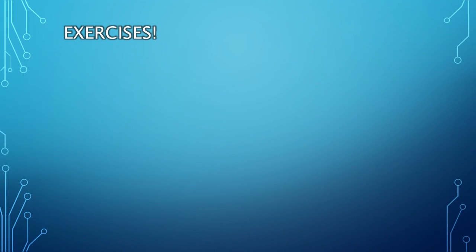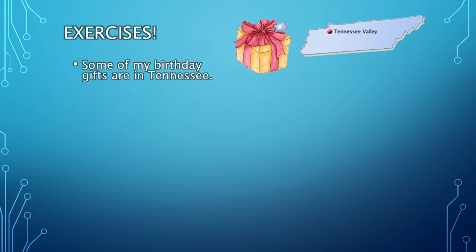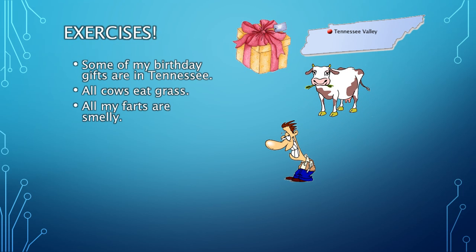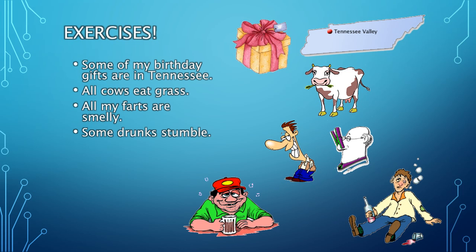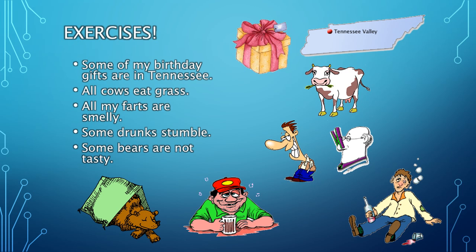Well, how about a few more exercises? How about some of these sentences? Some of my birthday gifts are in Tennessee. All cows eat grass. How about all my farts are smelly? That's not a confession on my part. It's just an example. How about some drunks stumble? Some bears are not tasty. Now, first we have to change these into their categorical sentence forms, and then we can perform the operations that we want to perform on them.